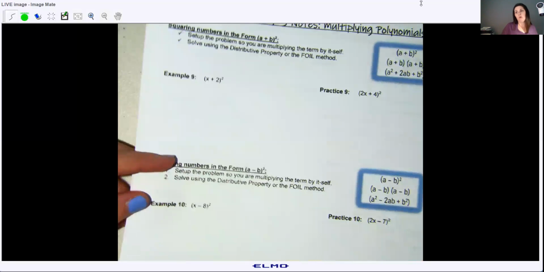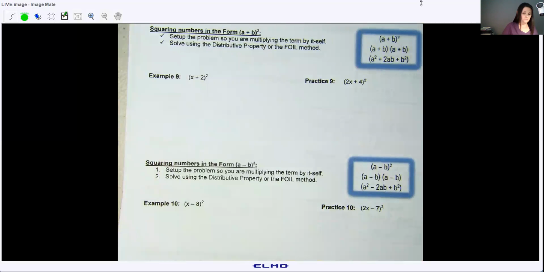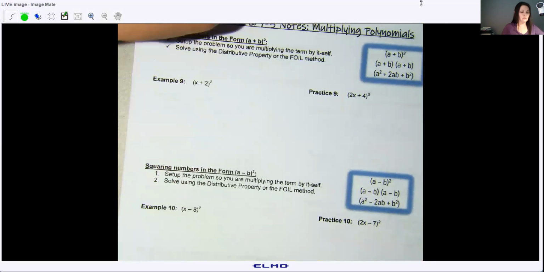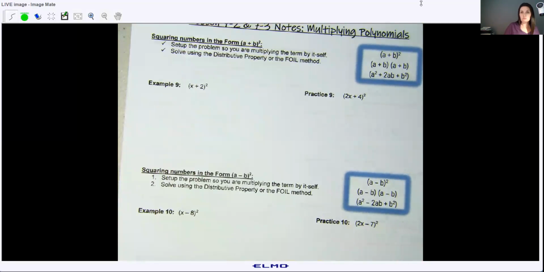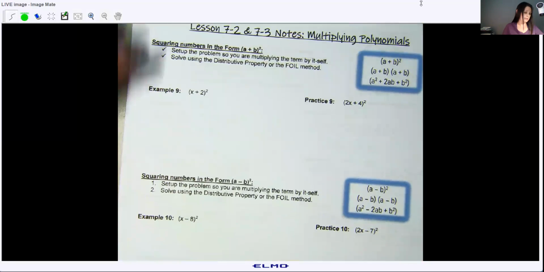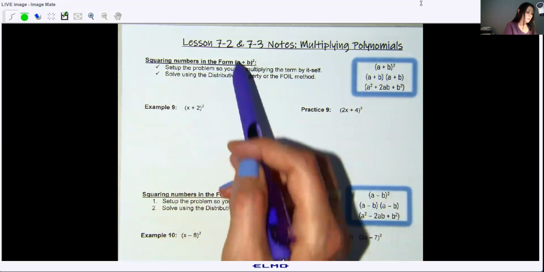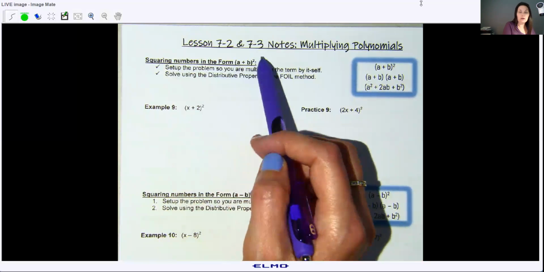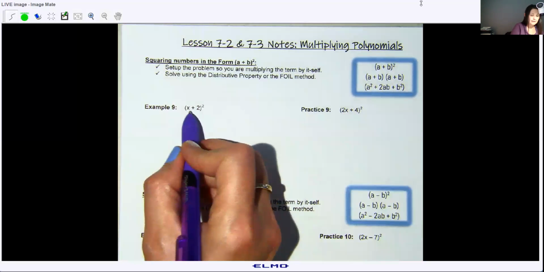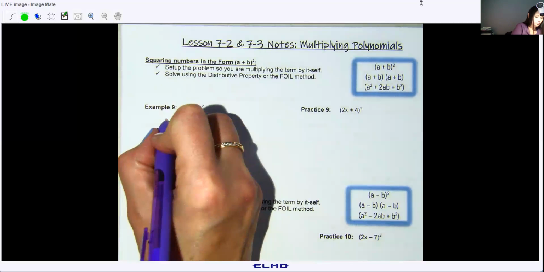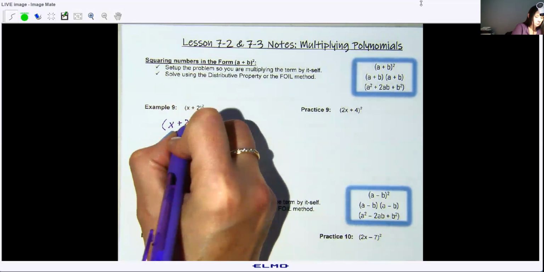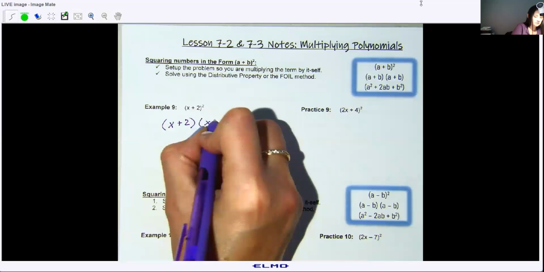Now let's go to page number 3. These are just some different scenarios you might see. They're quite easy, and there's just a rule to them that you could familiarize yourself with. So we are going to do 2 problems that involve squaring the numbers when you have a plus b squared. Okay, so for example, we have x plus 2 squared. So we just rewrite that as x plus 2 times x plus 2.